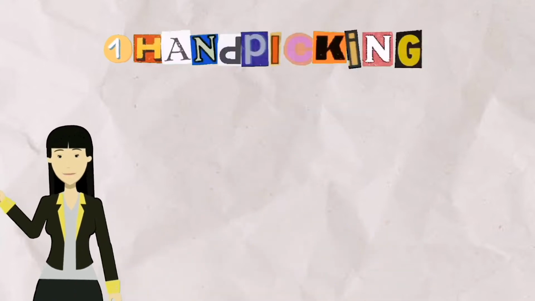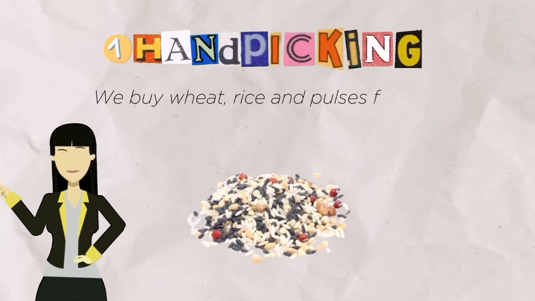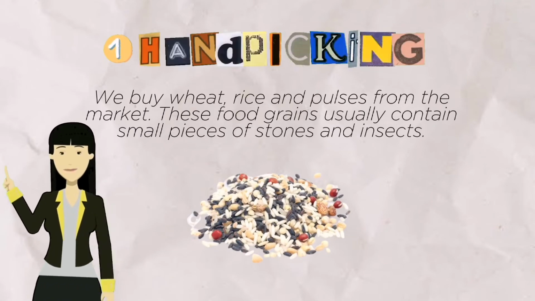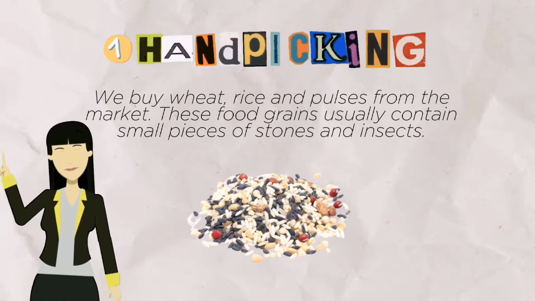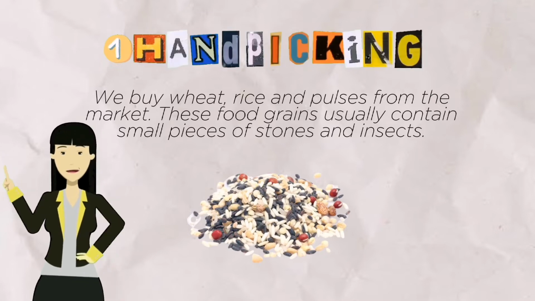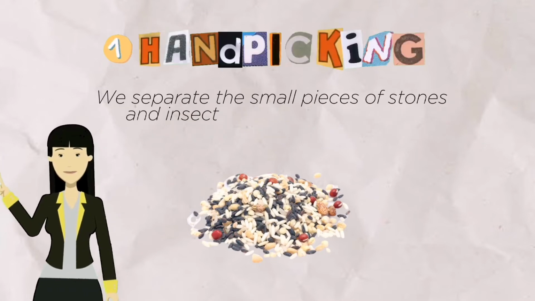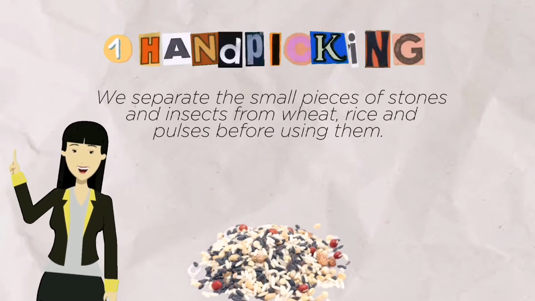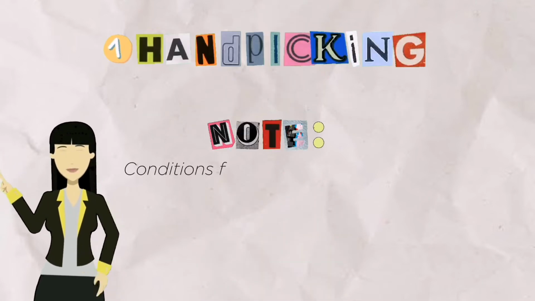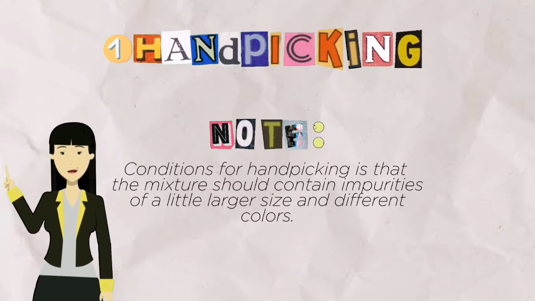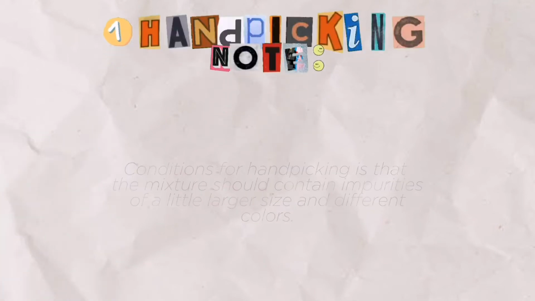Another example is when we buy wheat, rice, and pulses from the market. These food grains usually contain small pieces of stones and insects. These pieces of stone and insects are harmful to us, so we separate them from wheat, rice, and pulses before using them. Note that the condition for handpicking is that the mixture should contain impurities of a little larger size and different colors.